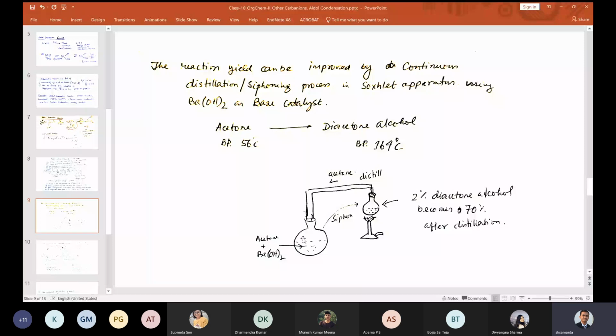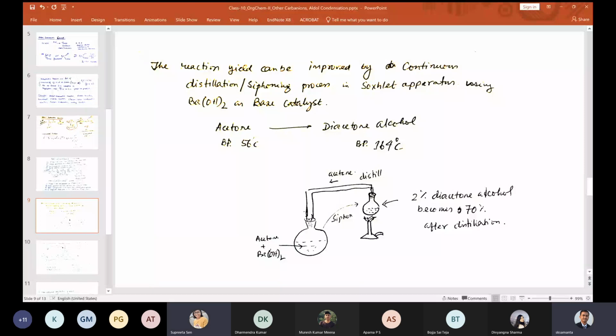Again do the reaction for some time. Again you have a 2% diacetone alcohol yield. Again siphon it into here, do the distillation process. Then again the acetone comes here. So you can do this in a continuous process. It is coming here and then also it is distilling and coming here. Got it? Got the setup?